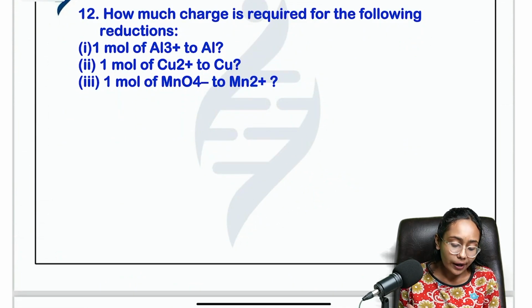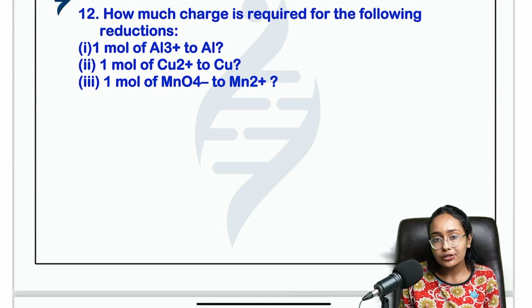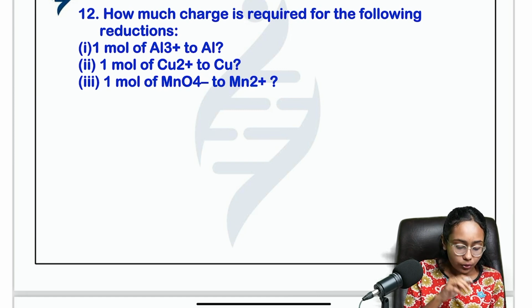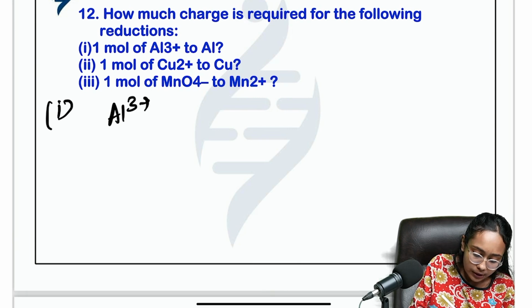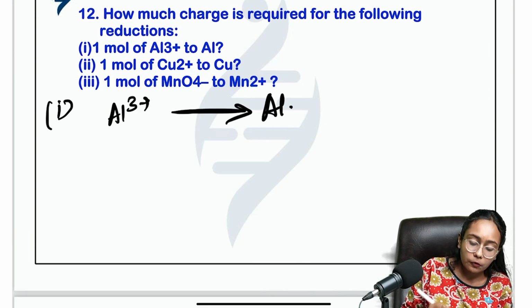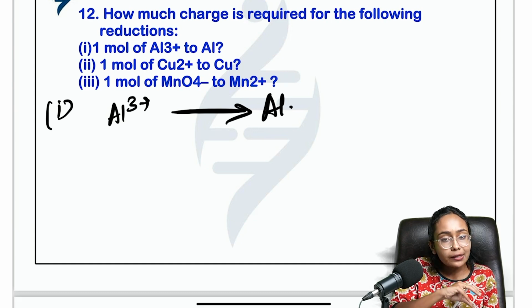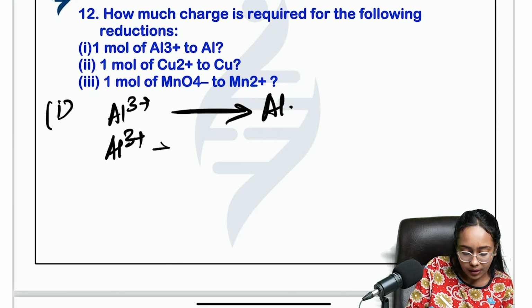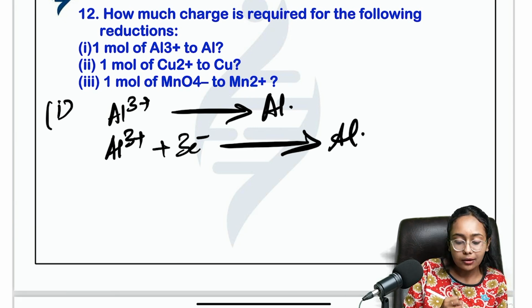How much charge is required for the following reductions? So 3 reduction reactions are given here. I need to find out how much charge is required for the reduction to happen. In the first sub question, 1 mole of Al3 plus is converted to Al. How is it possible? Al3 plus, when accepting 3 electrons, is converted to Al, of course.